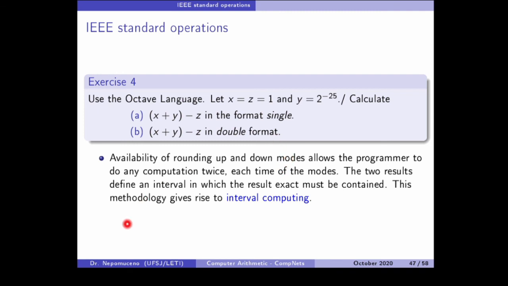The availability of round up and round down modes allows the programmer to do any computation twice, once in each of the modes. The two results define an interval in which the exact result must be contained. This methodology gives rise to interval computing. This could be a completely different course, interval computing. It's a topic of my research as well. It's quite important, and you can do very interesting things.